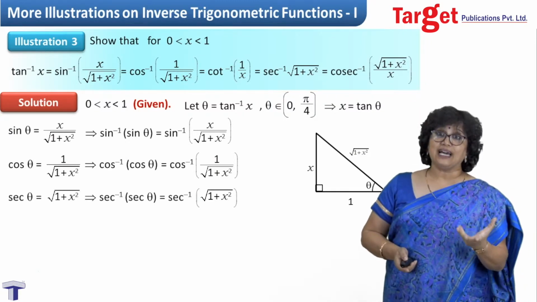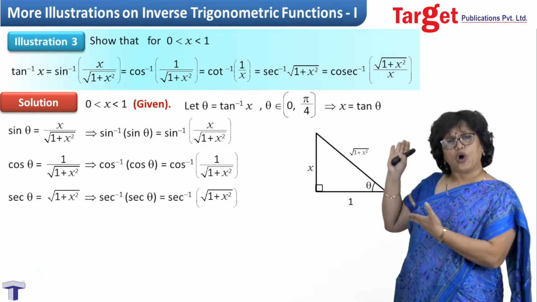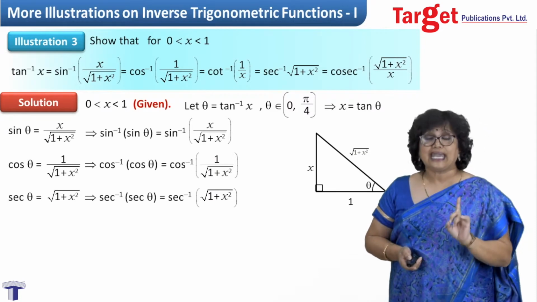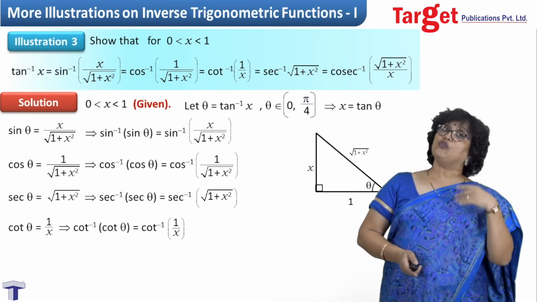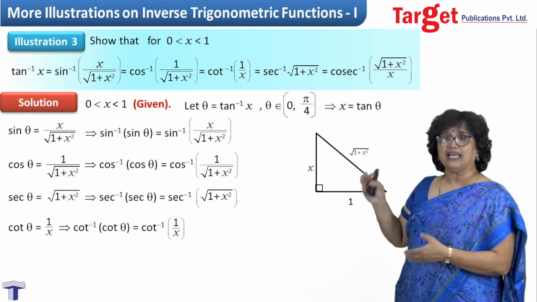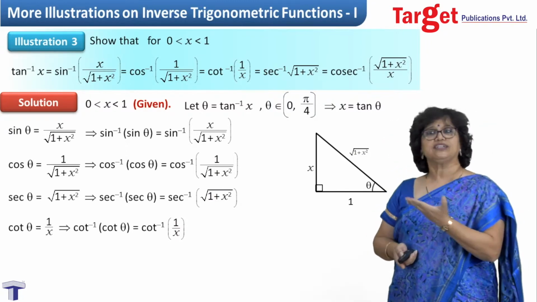Now I go for sec theta. Sec theta is just the reciprocal of cos theta. So it is under root 1 plus x square, or you can write it from the triangle also. Sec inverse I will take on both sides, and I get theta equal to sec inverse of under root 1 plus x square. I go for cot theta. Cot theta is 1 upon x, correct? From the triangle I am saying. Cot inverse I take on both sides. So I get theta equal to cot inverse 1 by x.